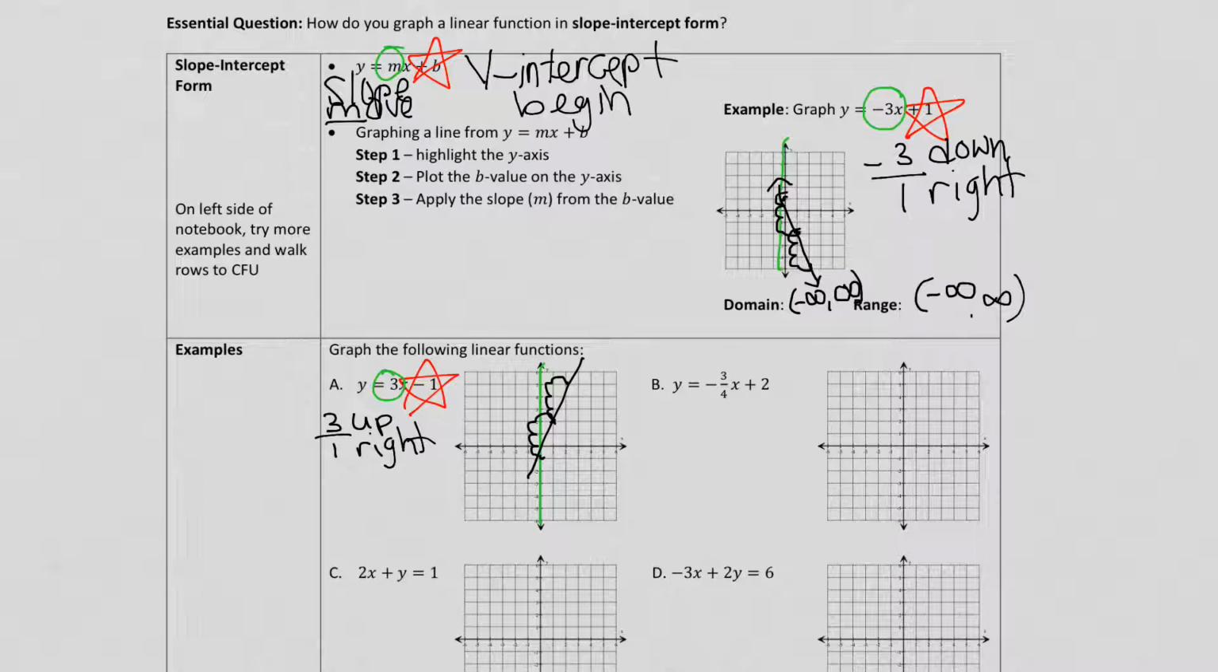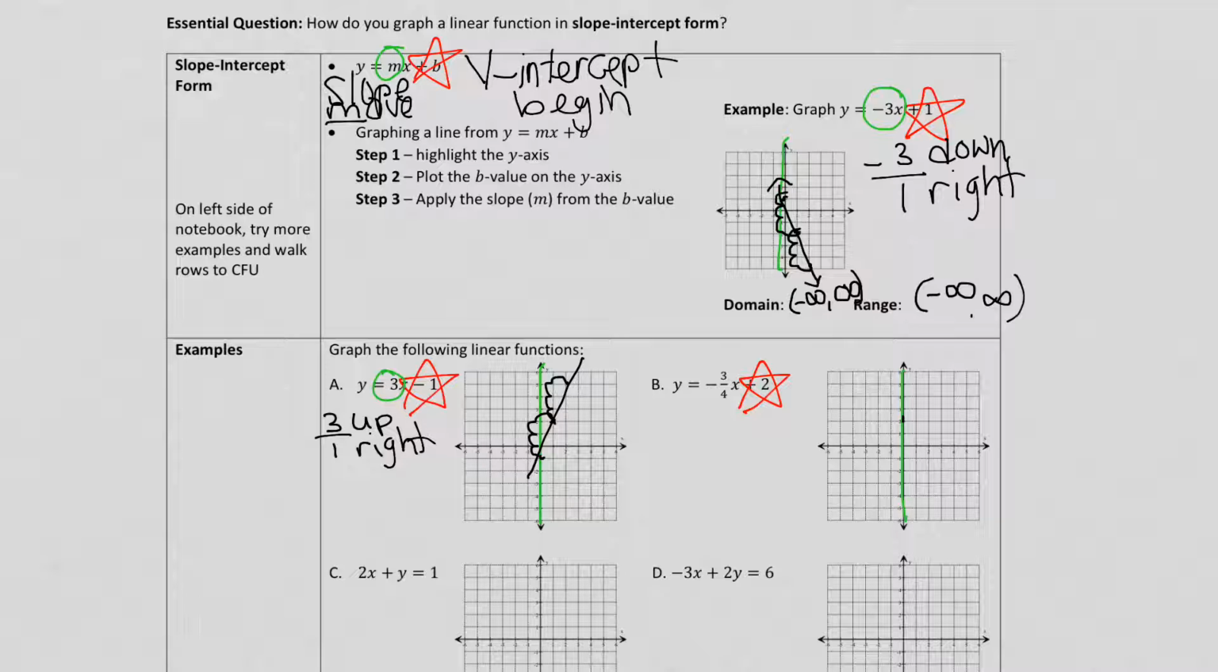Okay, so let's try example B. Again, we're following the same steps. Step 1 is highlight the y-axis. And then we're going to find our b value and put a red star over it. So my b value is 2. I'm going to go to my number line and plot my b value. 1, 2, it's right there.